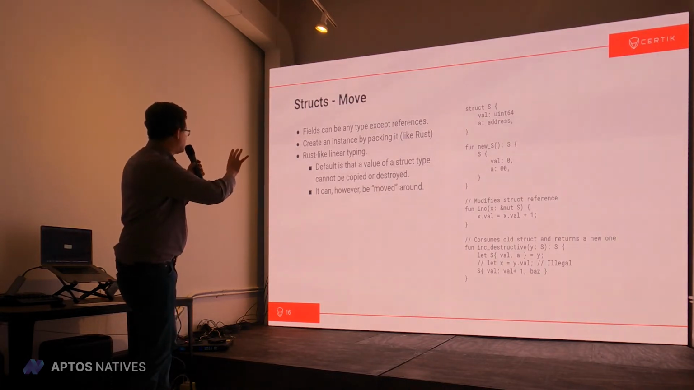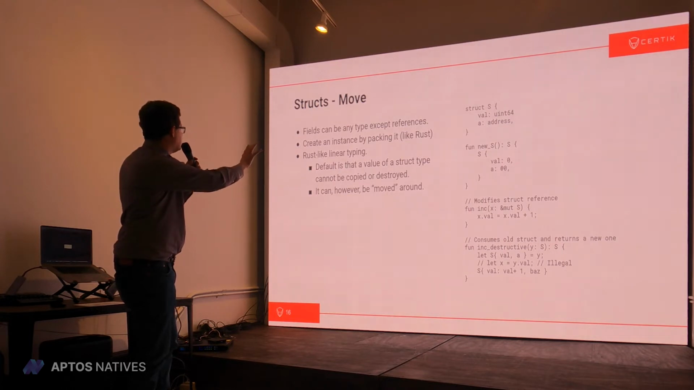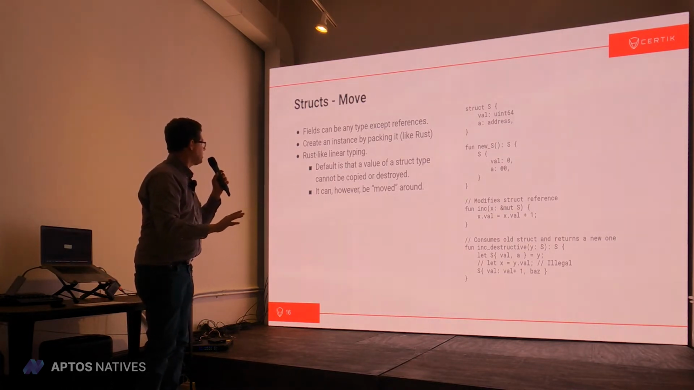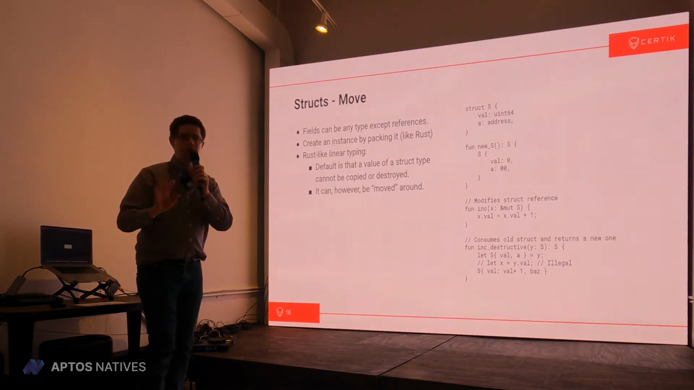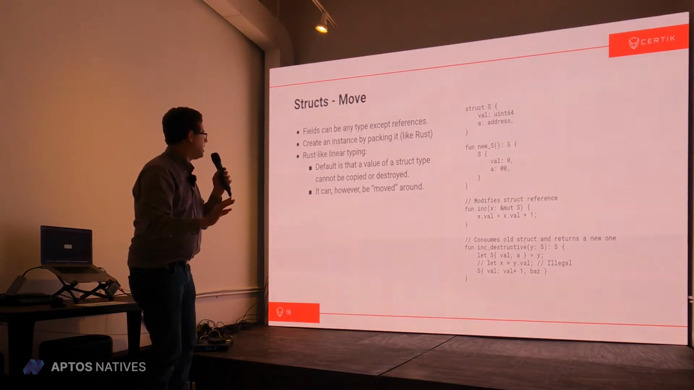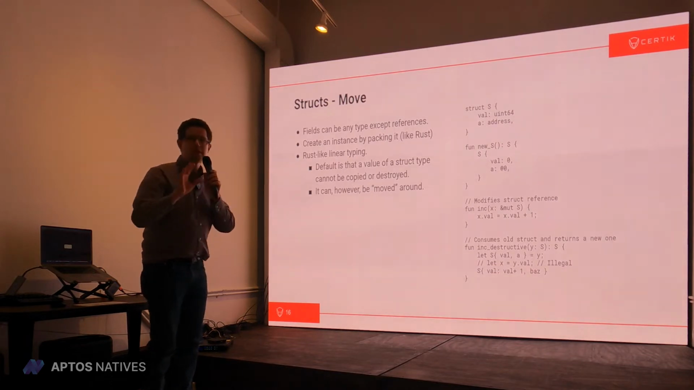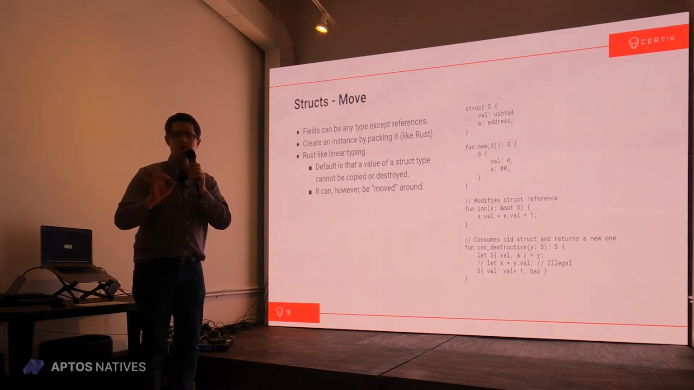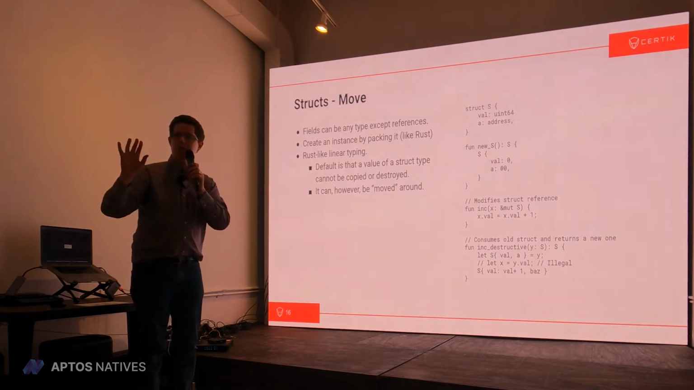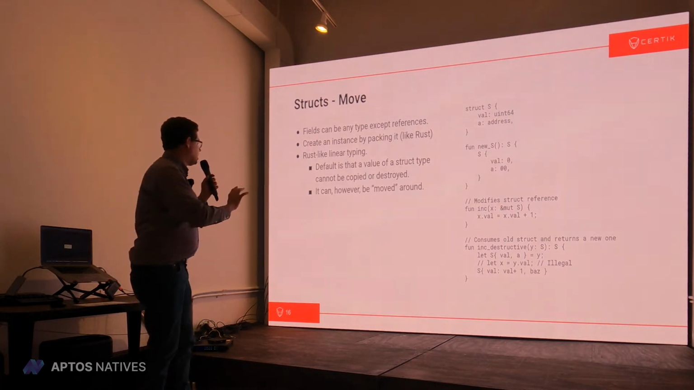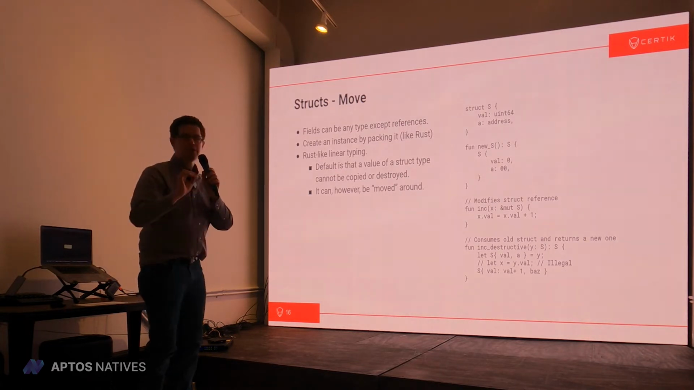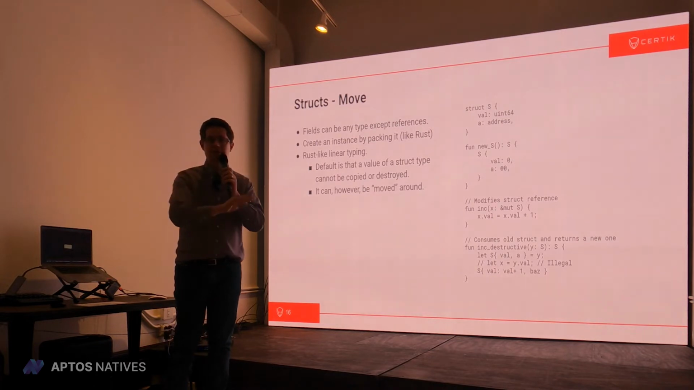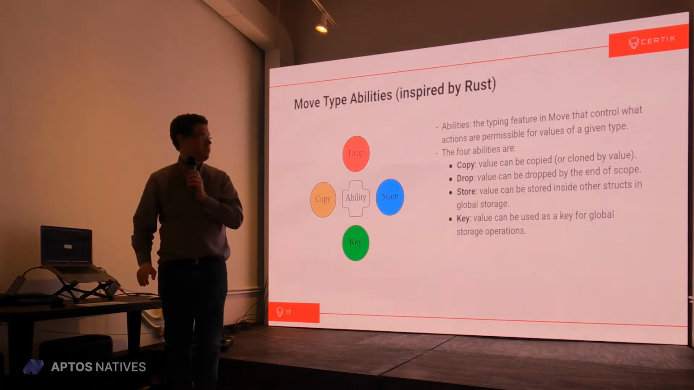So let's see, this is an example. I think I can skip through this. Basically, the structs in Move can be any type except references. And the structs have Rust-like linear typing. And the interesting thing is the default is that a value of a struct type cannot be copied or destroyed. So, if you have a value stored in a struct type, you can't copy or destroy it by default, unless you grant the capability as the programmer to let that happen. It can, however, by default be moved around. I think that's probably where the name comes from.